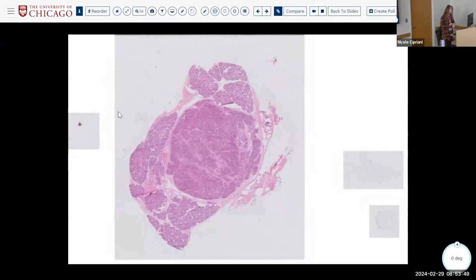Okay, here's a different case that had a similar differential diagnosis on FNA or core biopsy. Basaloid neoplasm, I think, was the FNA, and sent for frozen.